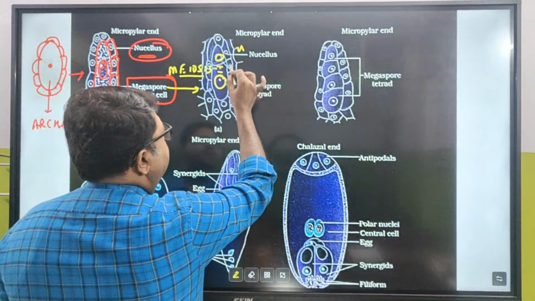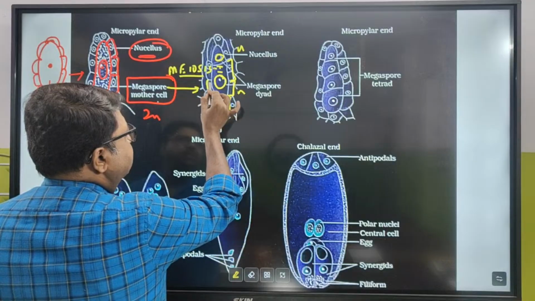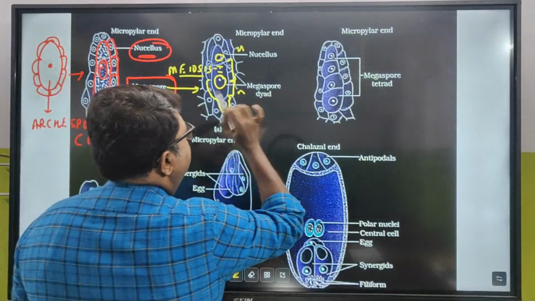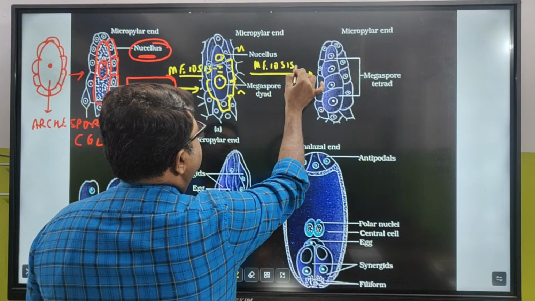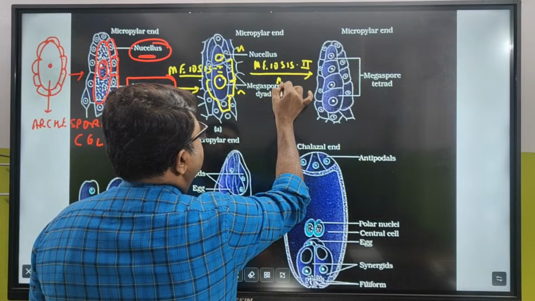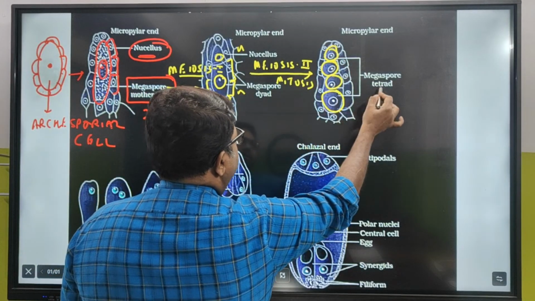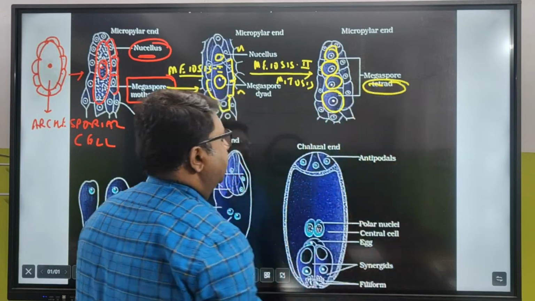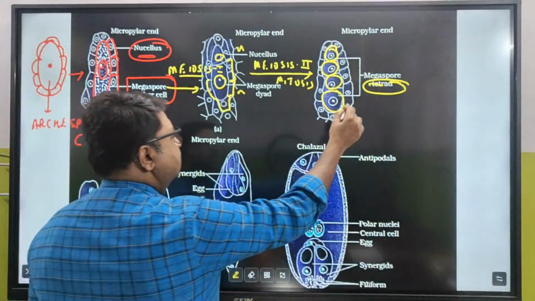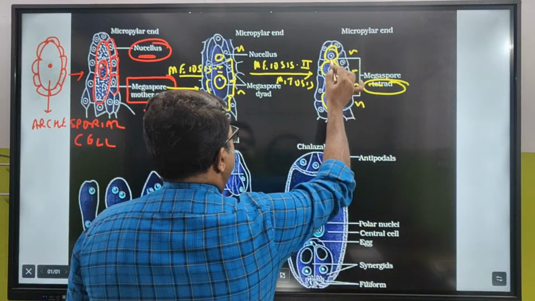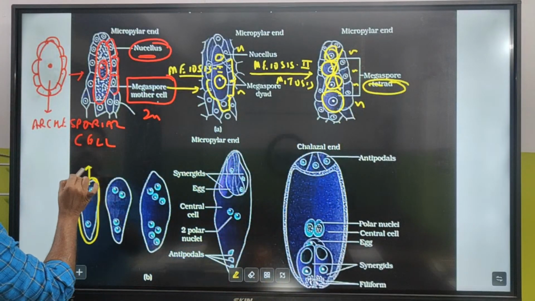This megaspore dyad is again surrounded by the nourishment-providing cells called nucellus. And this megaspore dyad shows meiosis 2. So it forms 2 cells each, 4 cells together, called the megaspore tetrad. Each one of them has n. But out of these 4, 3 of them degenerate, and what remains is one functional megaspore.